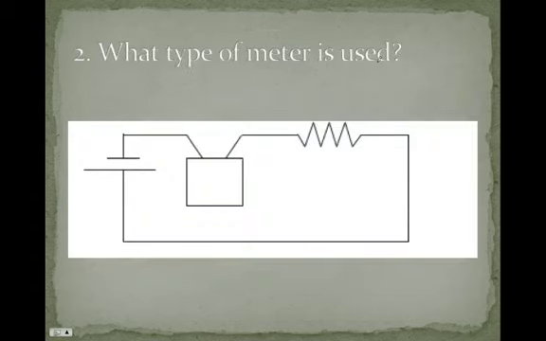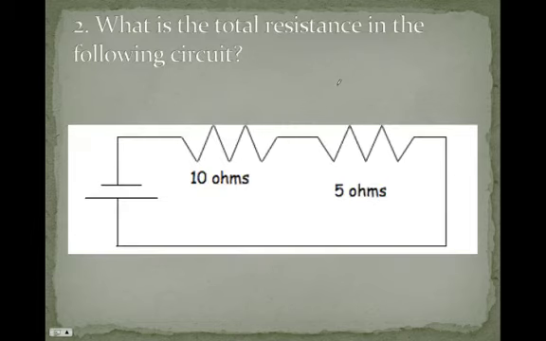All right, question 2. And yes, I noticed that there are two question 2s. I didn't notice it until after I had it copied. So the first question 2, what type of meter is being used here? Well, of course, we can see that this is part of the circuit, so this is an ammeter. If it was just across two points, not part of the circuit, it would be a voltmeter, but this is an ammeter measuring current.